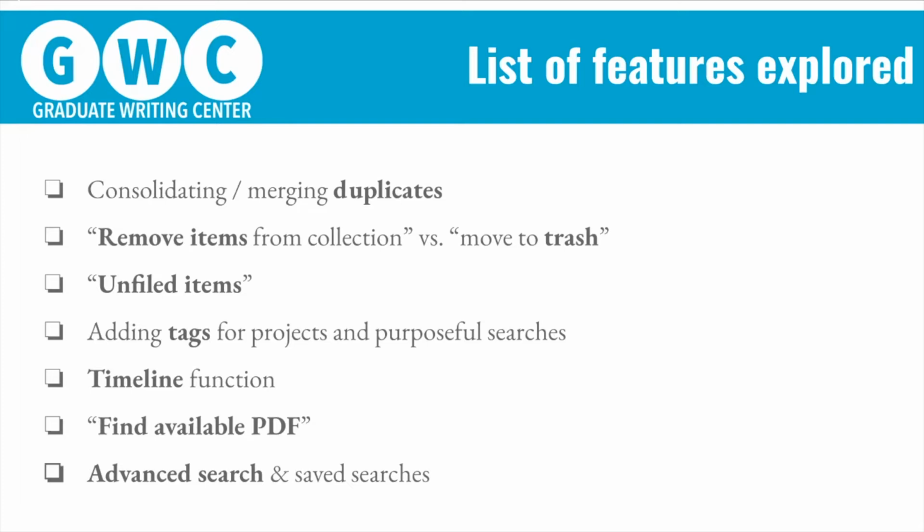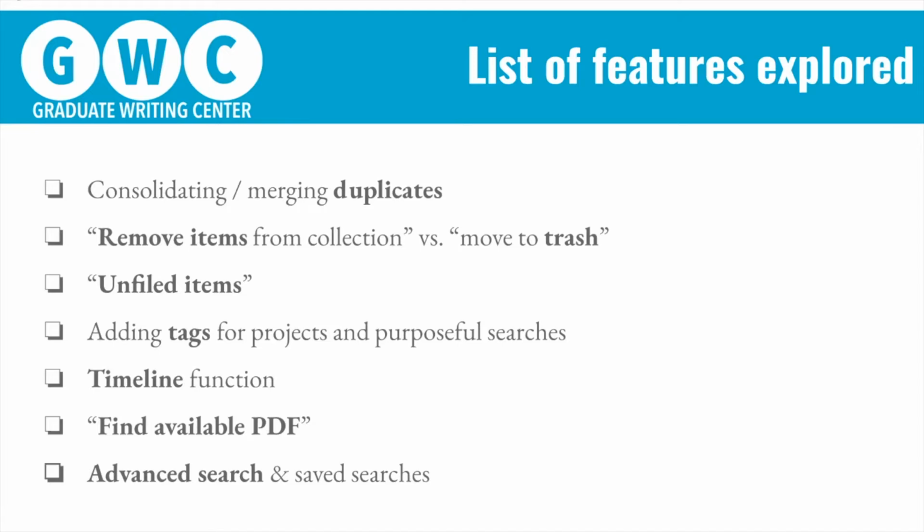If you have been curious about the tags function, I'll go into that a little bit more as well in this webinar. Tags are particularly useful for different projects that you have, as well as to make the most out of your searches. Then there's a funky function called timeline, which if you haven't discovered yet, it might be worth playing with. I find that timelines can be really useful for literature reviews.